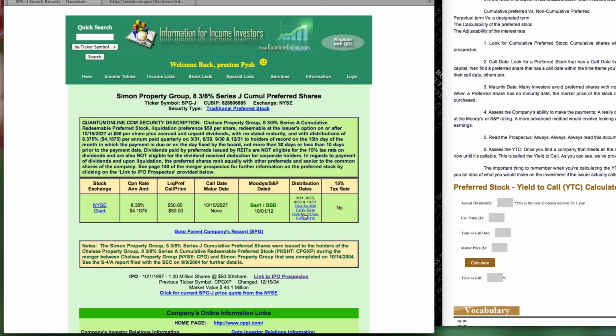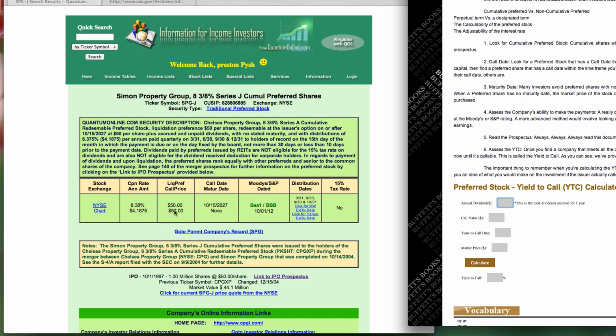Okay, so let's go ahead and start plugging some of these numbers into our calculator over here on the Buffett's Books website. Our annual dividend payment, we see, is $4.18, so we can put in the whole thing, 4.1875. Next is the call value, which we said was $50, so we just enter 50. And if you remember, don't put any dollar signs or percent signs in here, just the raw numbers, so the calculator works properly.